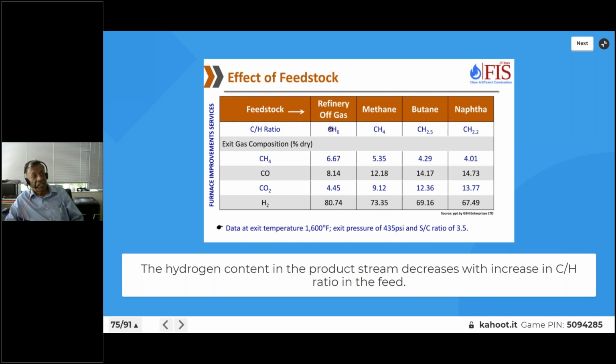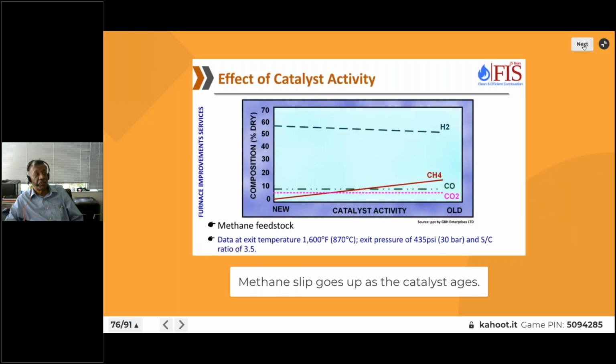This is a composition of the products using different feedstocks. Refinery off-gas already has hydrogen, so we get almost 80%. Methane and naphtha, butane, so basically different compositions. And you can see as the catalyst ages, the hydrogen concentration starts going down and the methane concentration starts going up. So this is basically the effect of the catalyst activity.